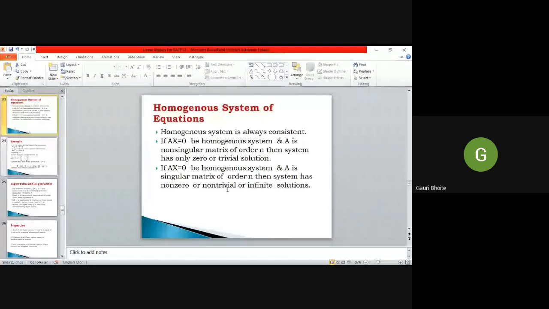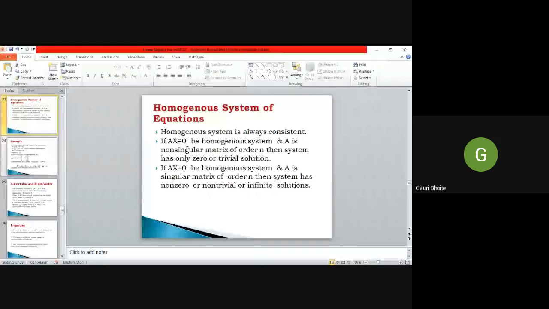A homogeneous system has either a trivial or unique solution, which is the 0 solution, or infinite solutions, which are non-zero solutions. So if rank of A is equal to the number of unknowns, then it has a trivial solution. If rank of A is less than the number of unknowns, it has a non-trivial or non-zero solution.